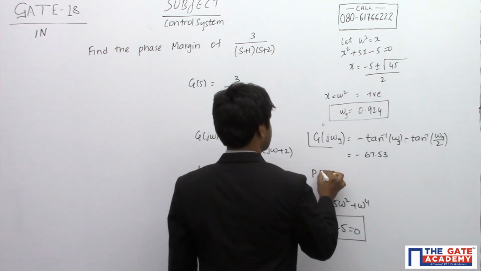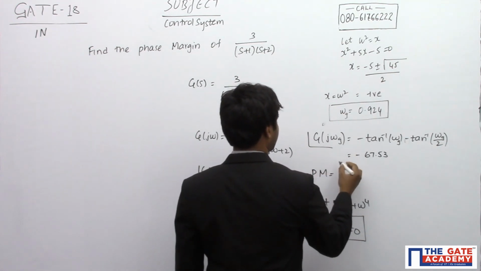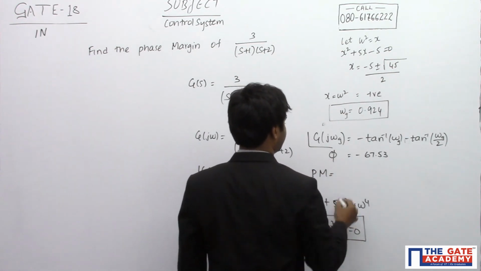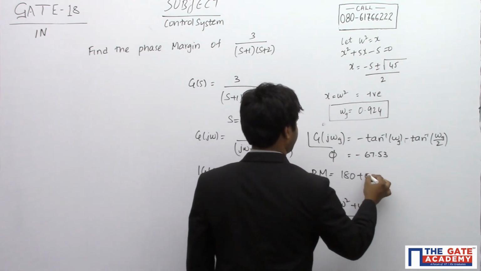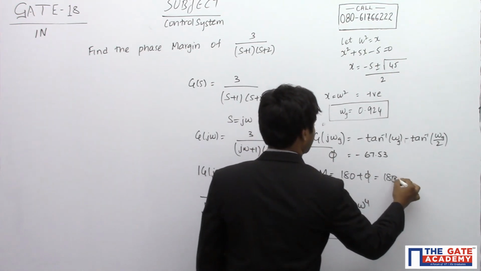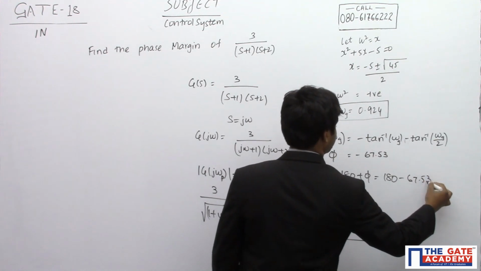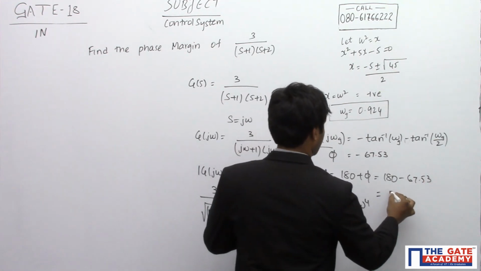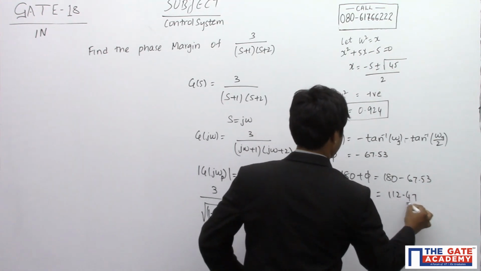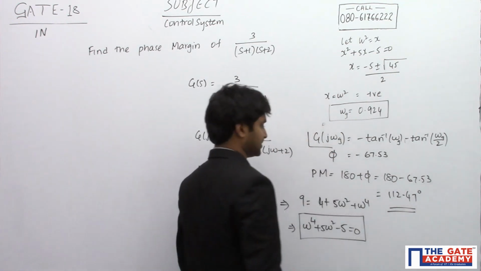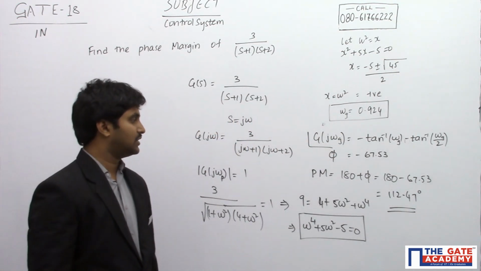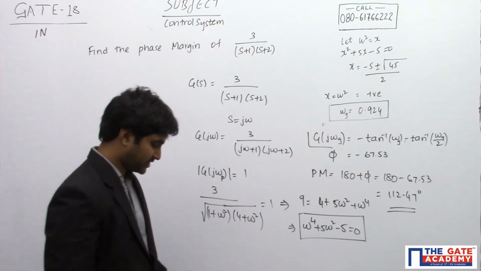So phase margin is equal to 180 plus whatever angle you get here. For example, if it is phi, then 180 plus phi. So it is equal to 180 minus 67.53. So this is equal to 112.47 degrees. So the phase margin is equal to 112.47 degrees.